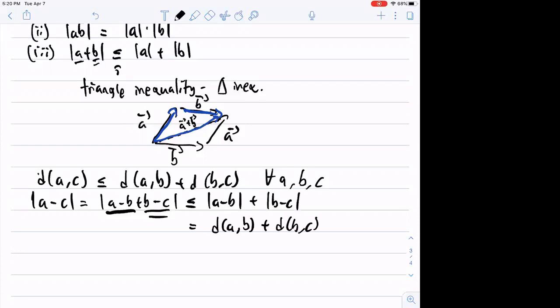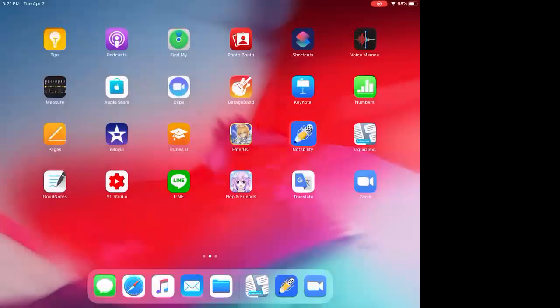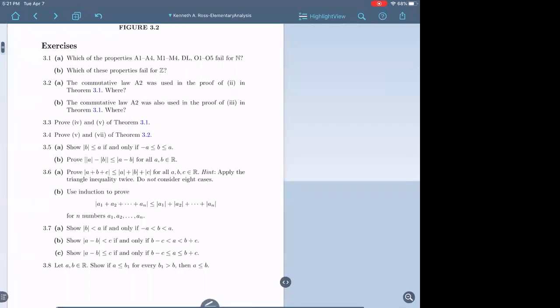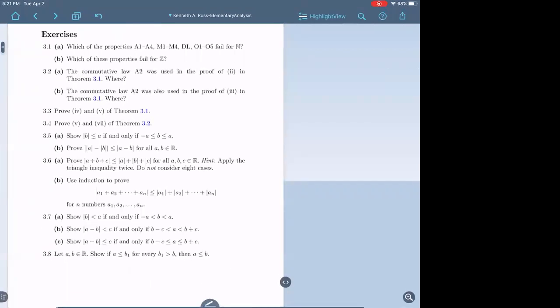Okay, so let me just wrap things up by doing some questions from the text, and then I'll announce the quiz questions, right? So here, let's go to the LiquidText. Okay, so let's do some problems. I think the most important ones are probably 3.5 and 3.8. The others, I think, should be doable. It shouldn't be that hard.